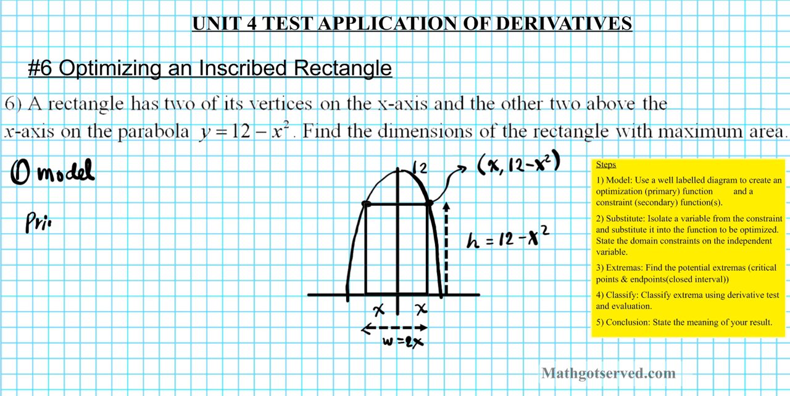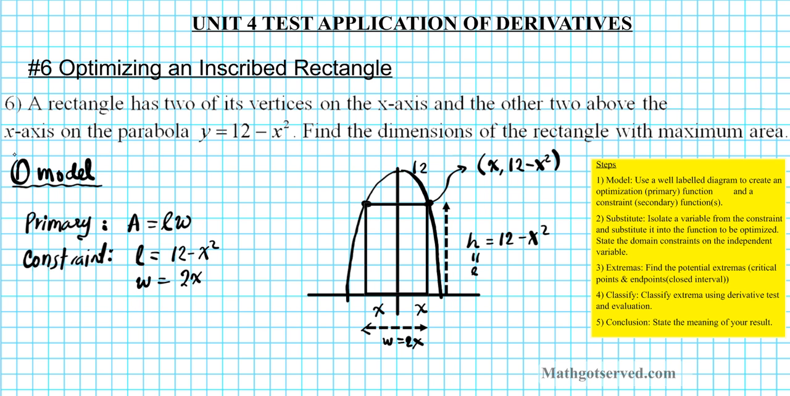The primary function is the area, which is length times width. Okay, and then our constraint or secondary functions are the length. The length is constrained by, well, we're doing width times height, so we can also call this the length, it doesn't matter. So the length is 12 minus x squared, and then our width, how wide is it? 2x.